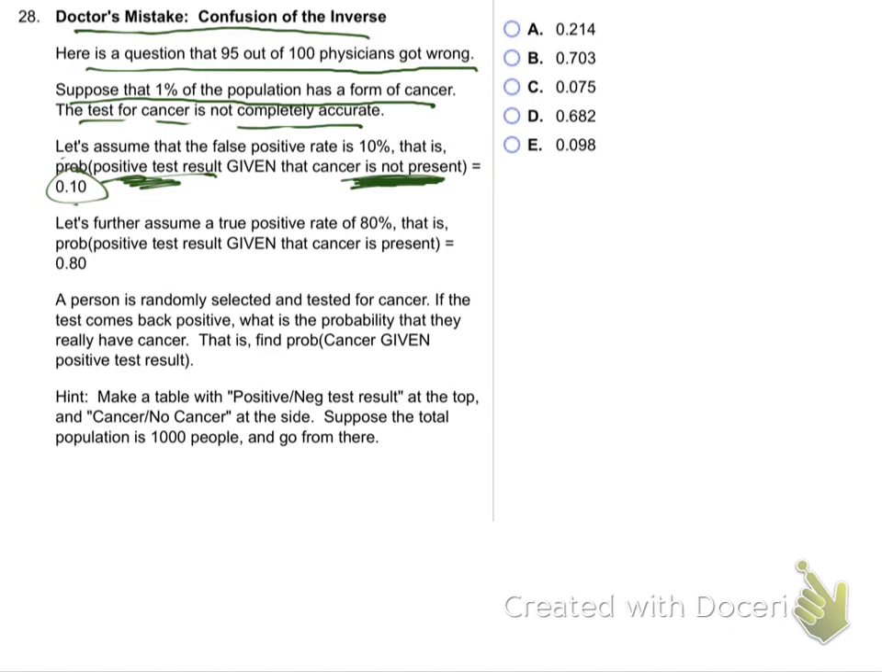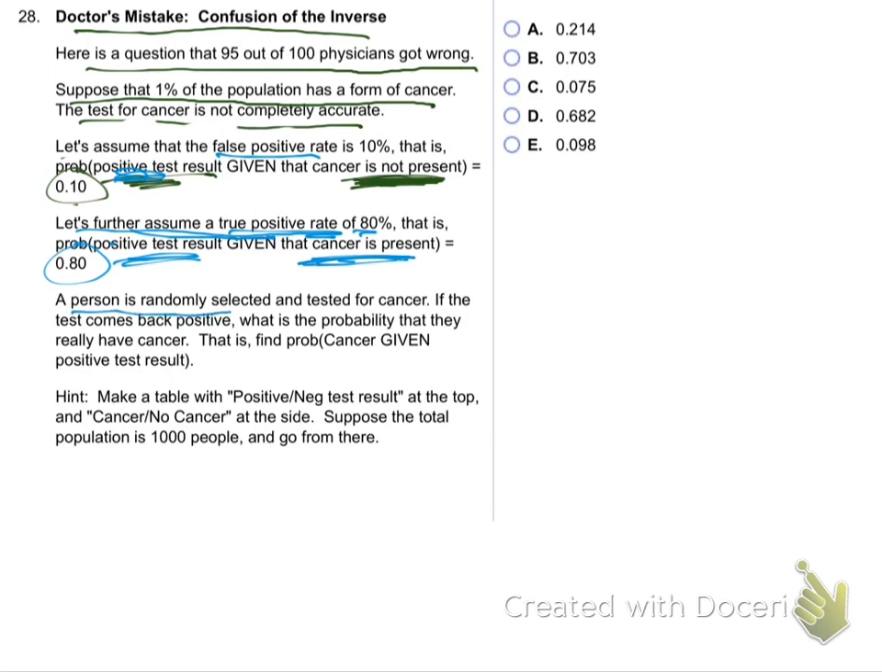Then the next part, let's further assume, and that's called a false positive. It's giving you a positive result, but it's false. You don't really have cancer. Let's further assume that the true positive is 80%. That is, given that you really do have cancer, what's the chance you're going to get a positive test result? 80%. So we'd hope so. We'd hope if we really have cancer, it gives us a positive result.